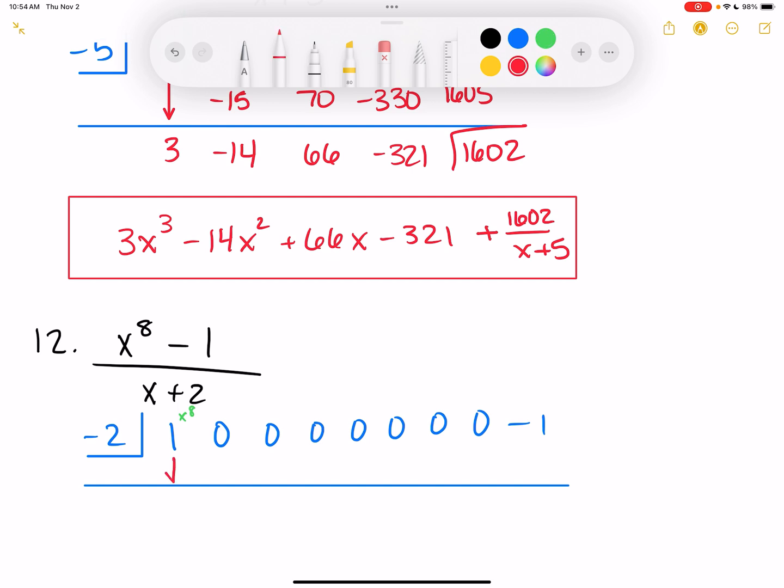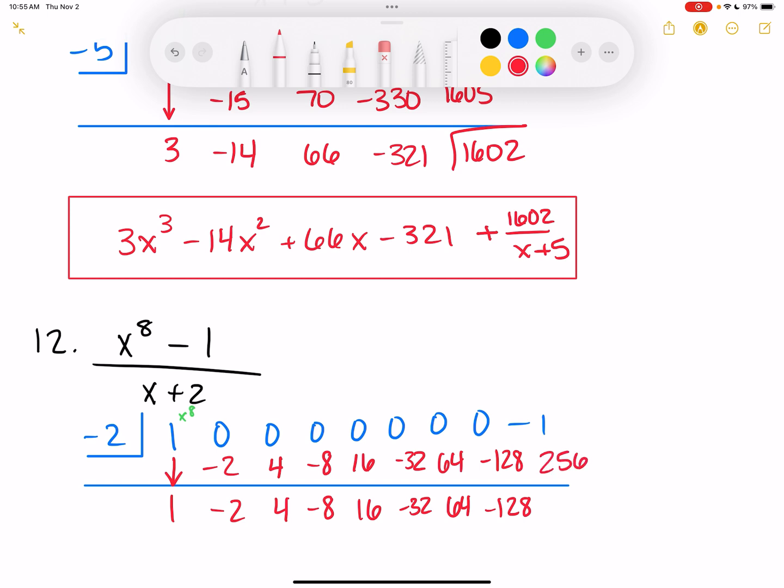So bring down the 1. 1 times -2 is -2. -2 times -2 is 4. 4 times -2 is -8. -8 times -2 is 16. 16 times -2 is -32. -32 times -2 is 64. 64 times -2 is -128. -128 times -2 is positive 256. Minus 1 is 255.